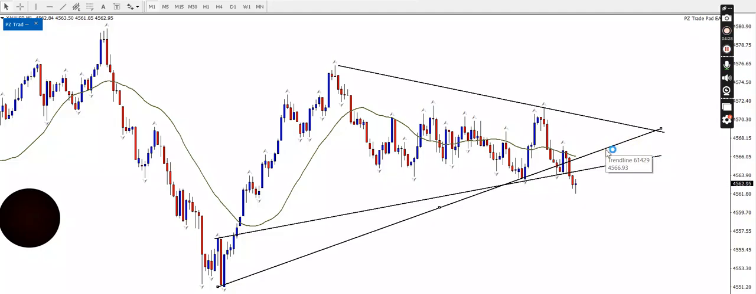So again, I think I'll just remove the latest one I've drawn, so we have a clearer picture of what to expect moving forward.